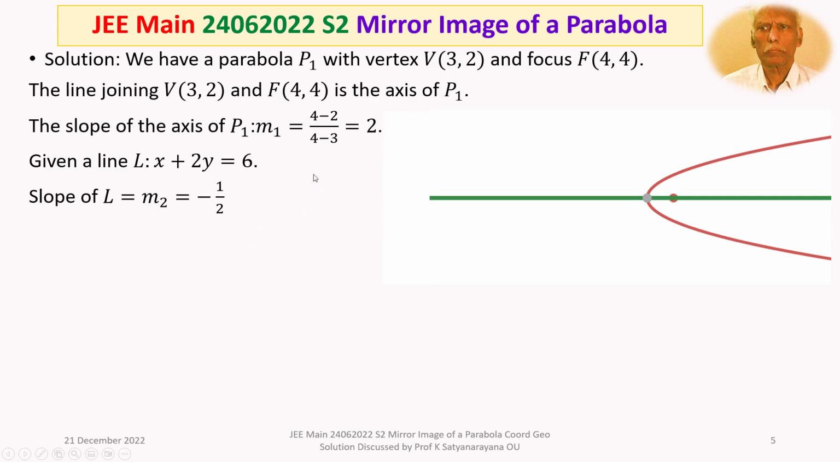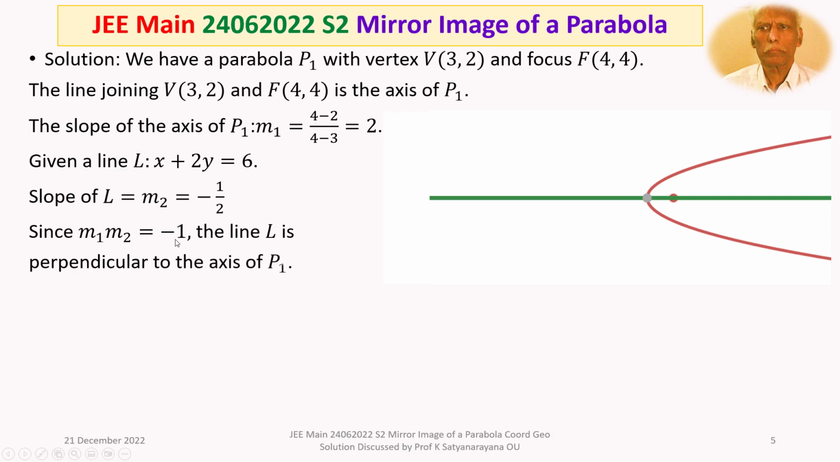Now we see M1 multiplied by M2 is 2 into minus 1 by 2, which is minus 1. So since M1 M2 is equal to minus 1, the line L is perpendicular to the axis of P1. That will be like this. So this is P1, and this is the line L.